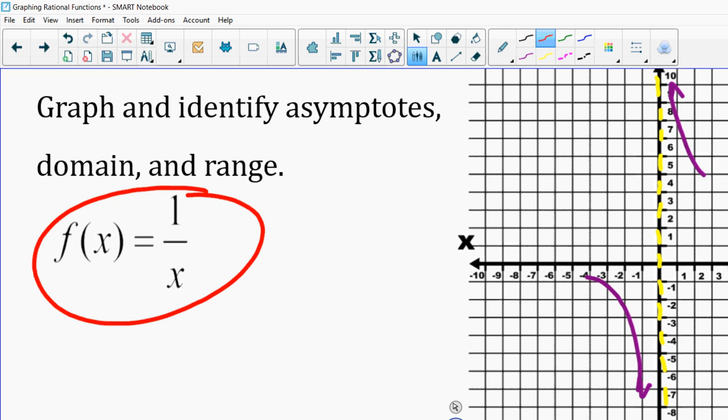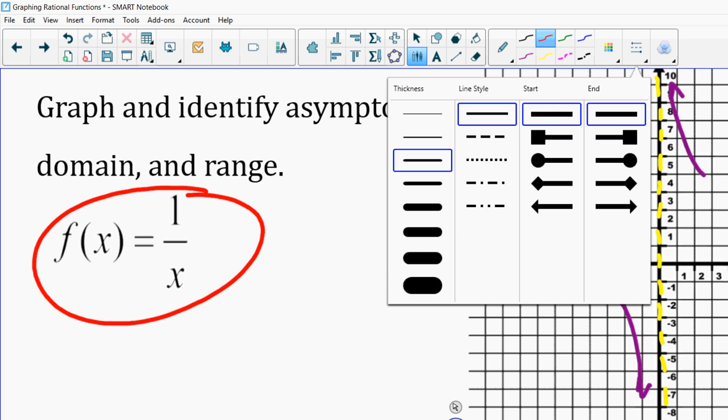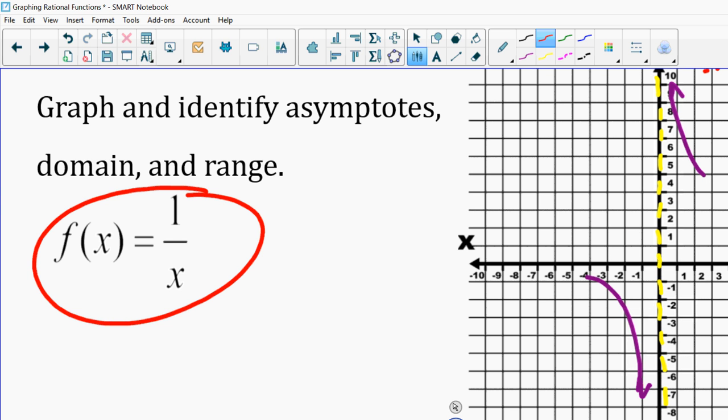So let's think about this. As x is getting great big, what are the y values doing? Getting closer and closer to what? To zero. What do you think's happening on the other side? As x is decreasing, going to negative infinity, yeah, that's right, they're getting closer and closer to zero. Do you know what that's called? You remember the word? It's called a horizontal asymptote.